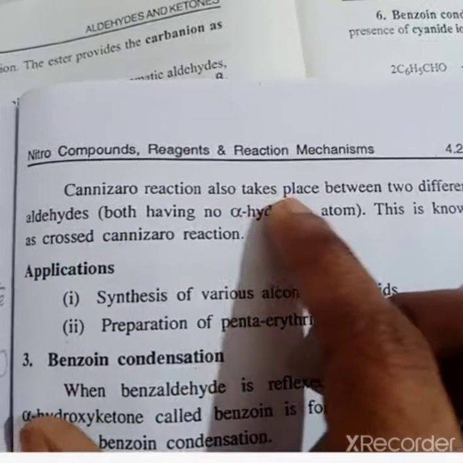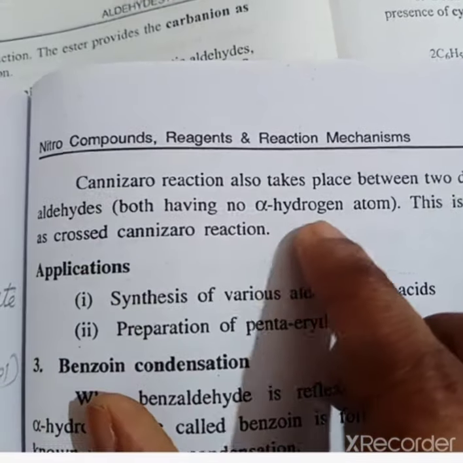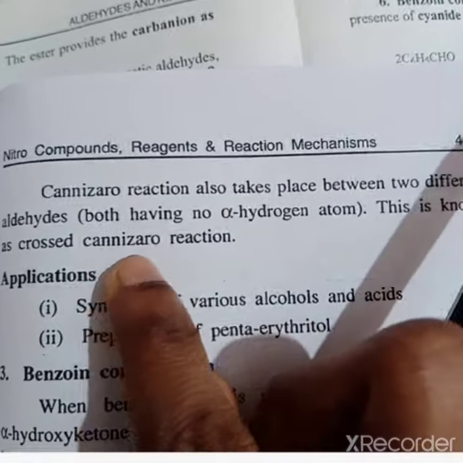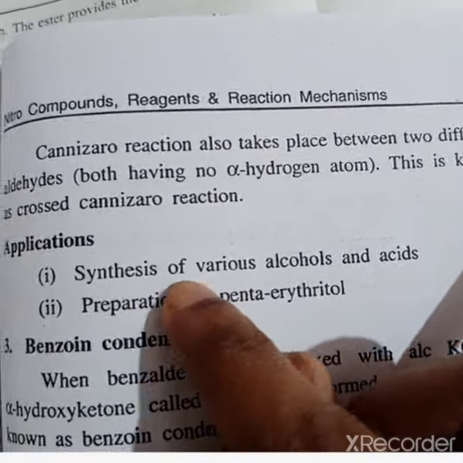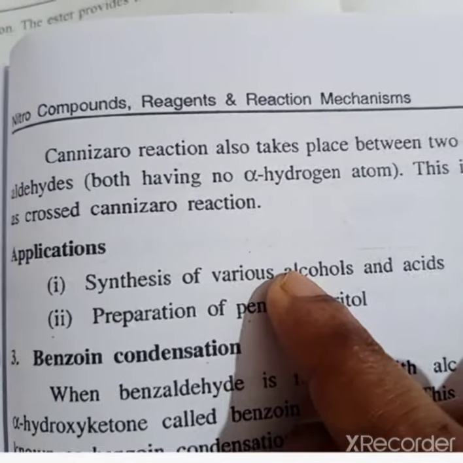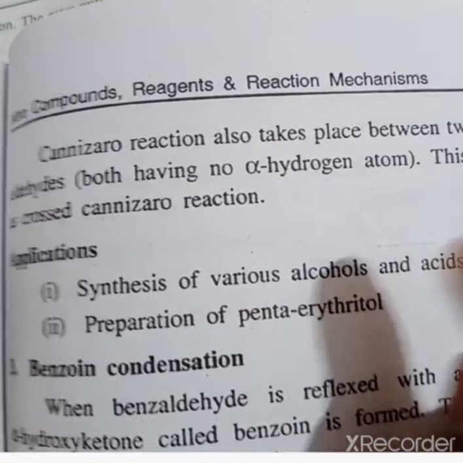Okay, so the Cannizzaro reaction also works with two different aldehydes, both having no alpha hydrogen atom. This is known as the Cannizzaro reaction. It is a synthesis with applications in preparing various alcohols and acids, such as the preparation of pentaerythritol.